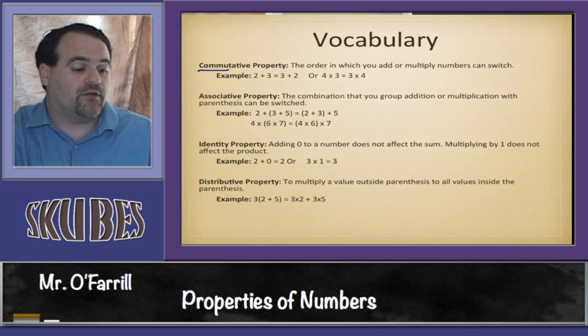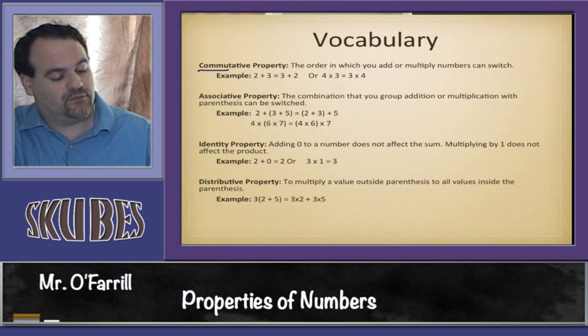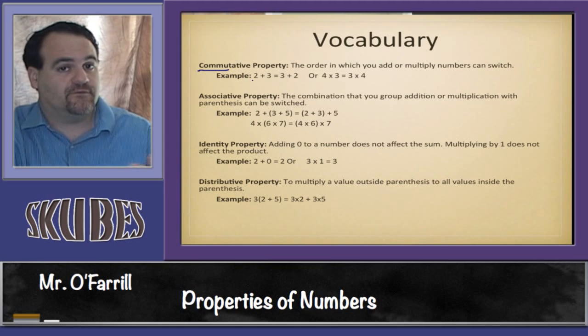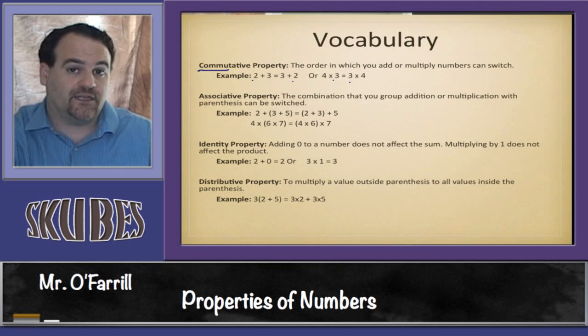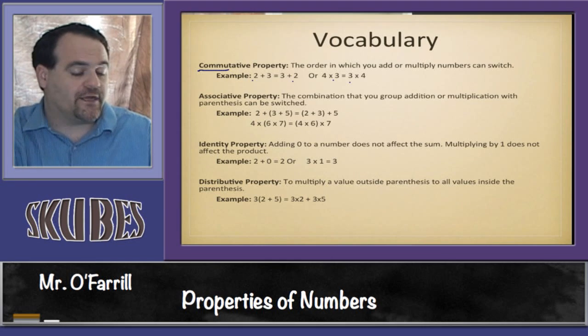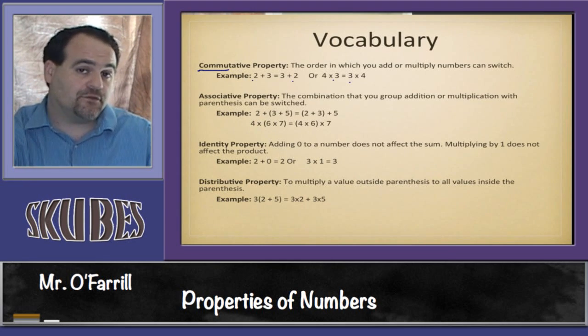And that's exactly what our numbers are doing. The number 2 travels from the left of the 3 to the right of the 3. Or we can say that the 3 travels from the right of the 4 to the left of the 4. It's commuting. Commutative property. Our next one is the associative property.